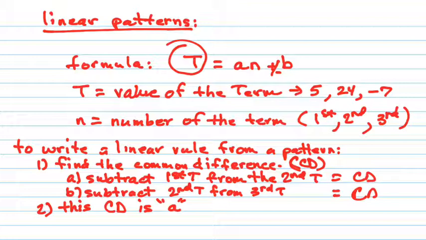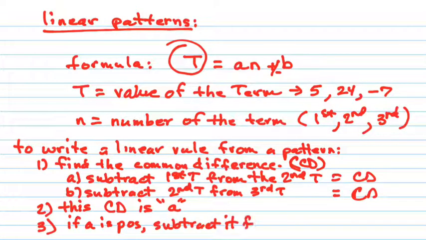Ready? Step 3. Now we need to find our B, and B is really easy to find. If A is positive, subtract it from your first T, and that will give you your B.